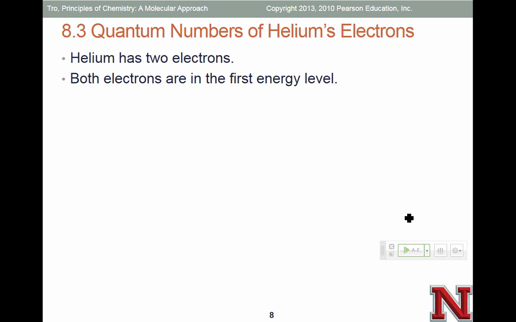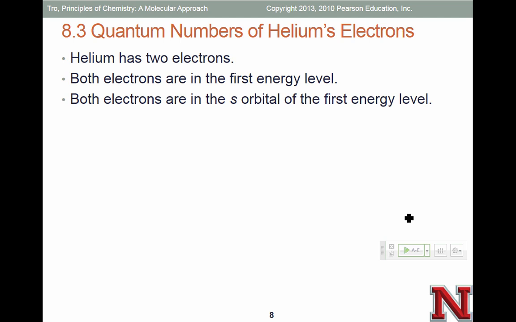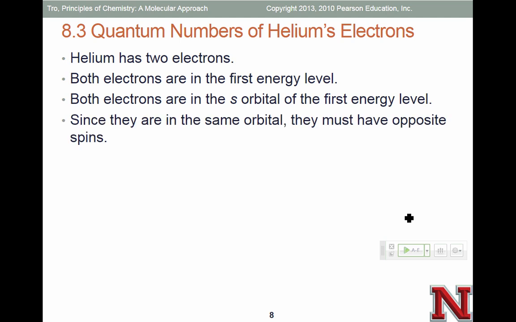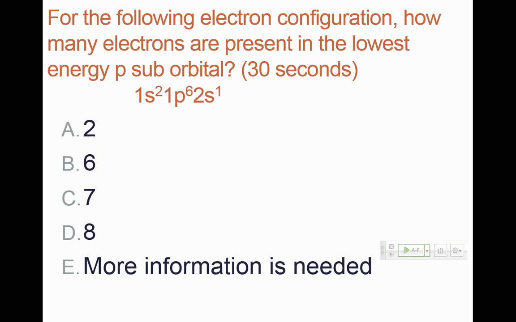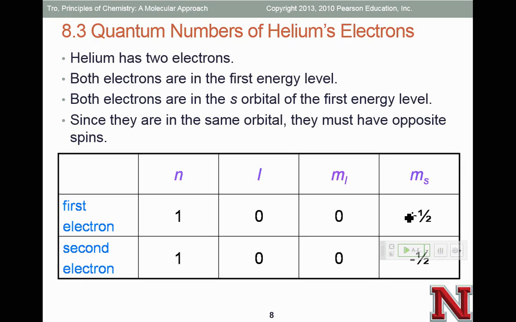You know that already. So both electrons are going to be in the first energy level because it's in the first level of the periodic table. So it only has a 1s orbital. Its n is equal to 1, so its L is only equal to 0. So both electrons are in the s orbital of the first energy level. And since they're in the same orbital, they have equal and opposite spins.